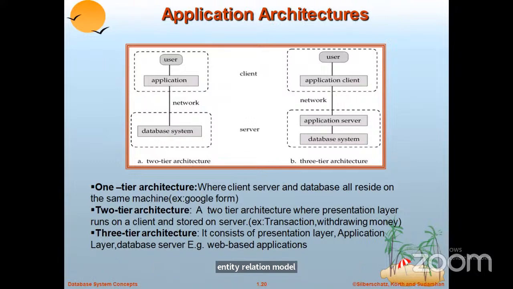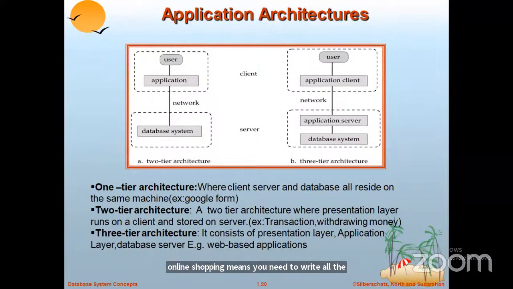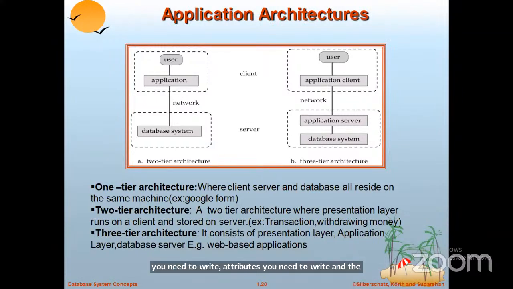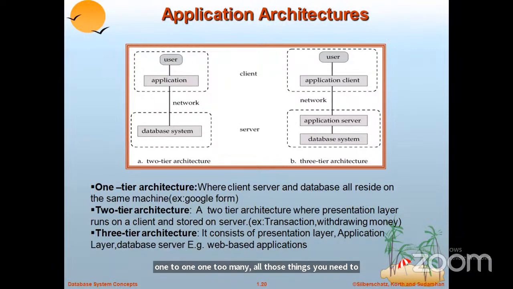ER diagrams, how to draw ER diagrams. If they give online shopping, you need to write all the entities, like customer. You need to write all the entities, attributes, and the relationships also. And constraints are nothing but one-to-one relationships, one-to-many, all those things; you need to mention them properly there about entity relationship.